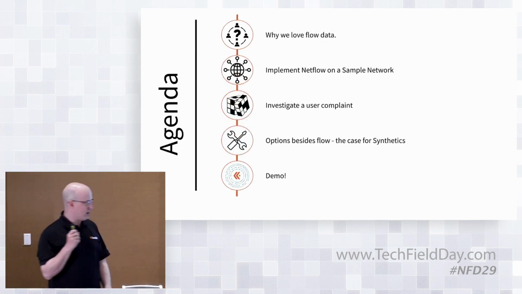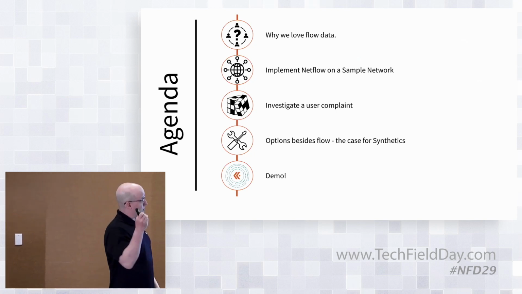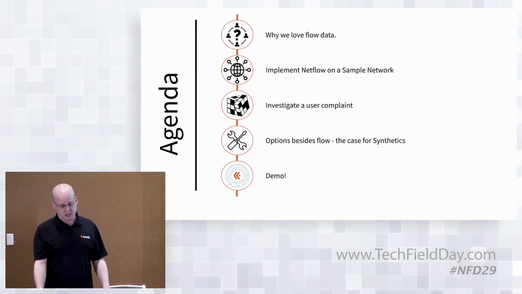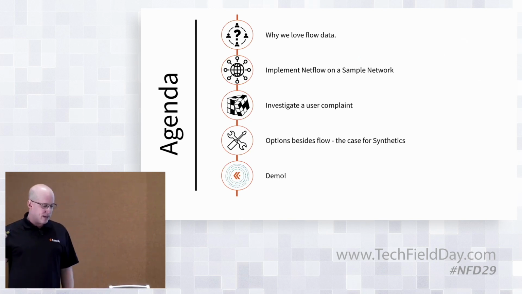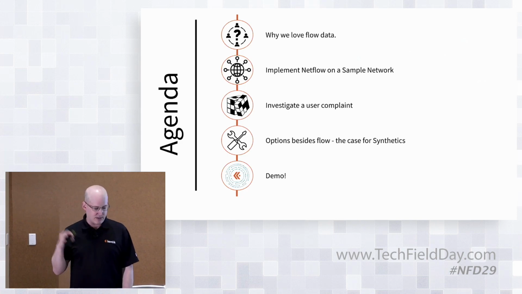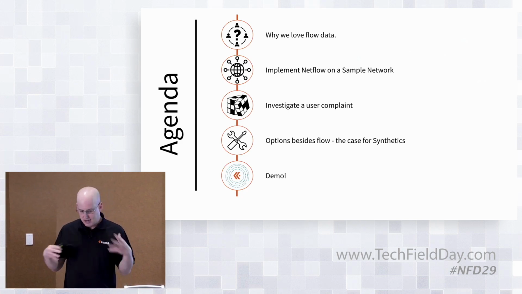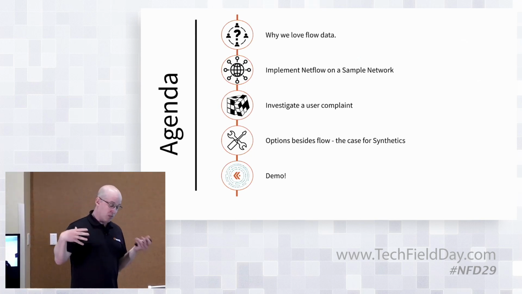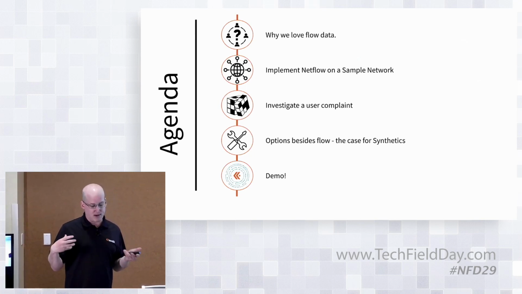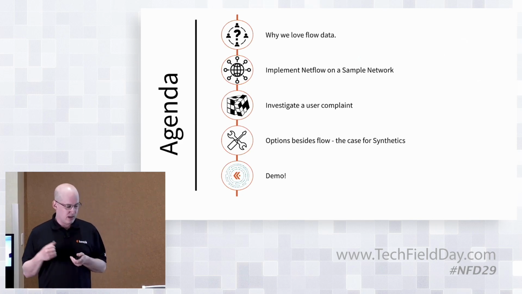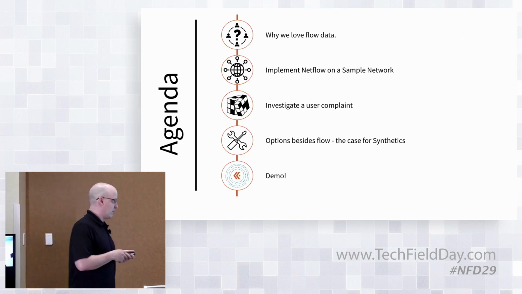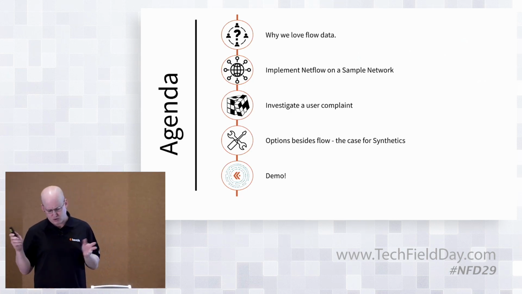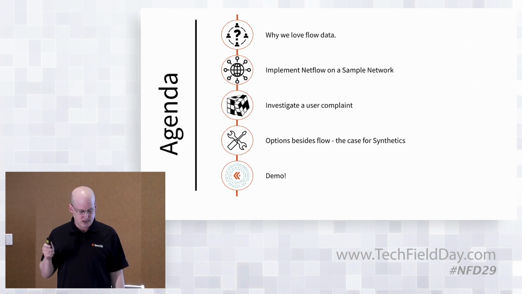All right, so the agenda: why we love flow data. I've been working with it for over a decade, so I'm going to explain why I like it so much, and obviously Kentik does as well. Then we'll implement Netflow on a sample network, investigate a user complaint, and come to a problem that I kept running into working at a couple other vendors that always came up. We didn't really have an elegant solution to it, and I really do believe Kentik does. So I'll cover that. It is basically going to be a case for synthetics. And then I'll do a quick demo of how this looks in the product.